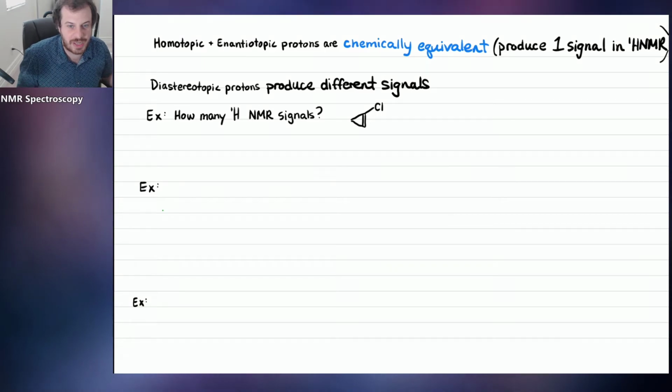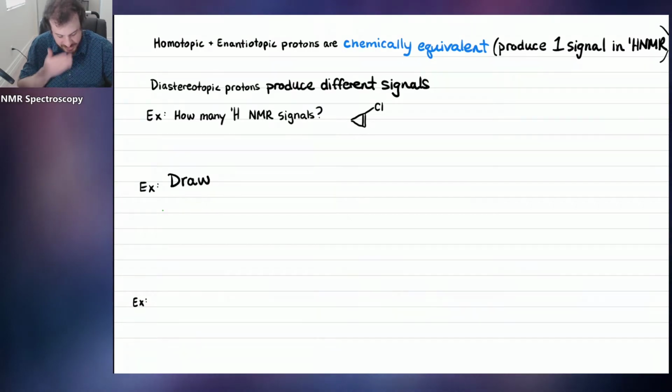So let's do an example of a really hard problem here, which asks the question, how many proton NMR signals would be expected of this compound here? Okay, the first thing we need to do is draw in all the hydrogens. So let's do that. You can never have more signals than you have hydrogens, but you can have fewer. So we need to draw in all the implicit hydrogens. So let's go ahead and do that.